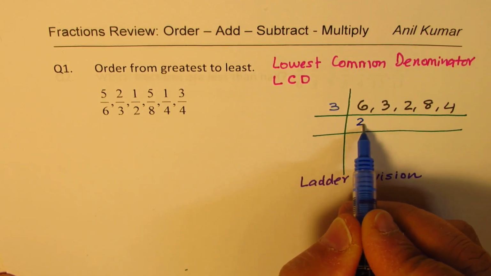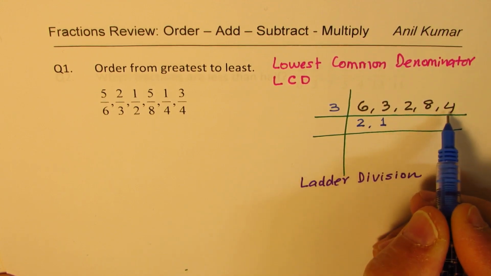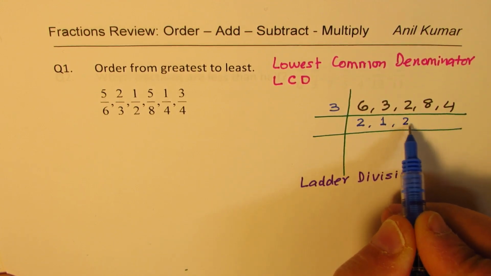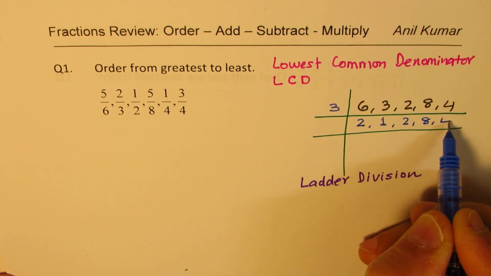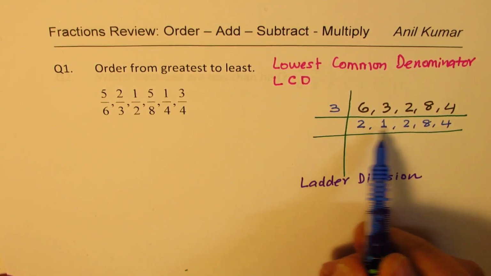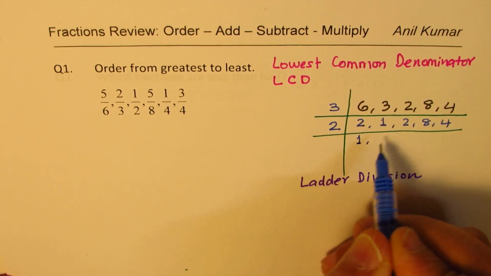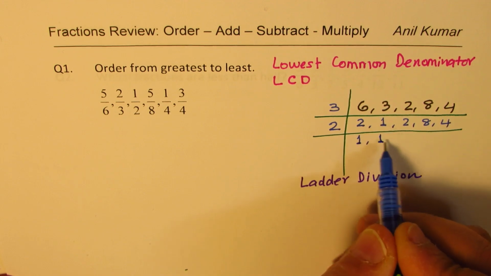3 goes 2 times in 6 and 1 time in 3. The other numbers cannot be divided by 3, so we just write them as such. Is that clear? Now, a good number to divide by is 2. So let's divide by 2. We can divide 2. 1 cannot be divided. We'll write it as such.